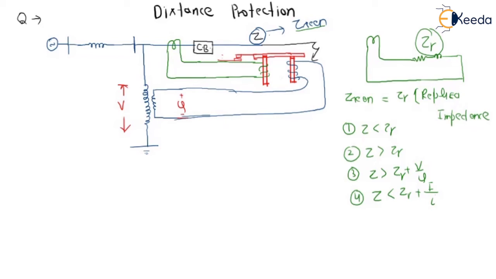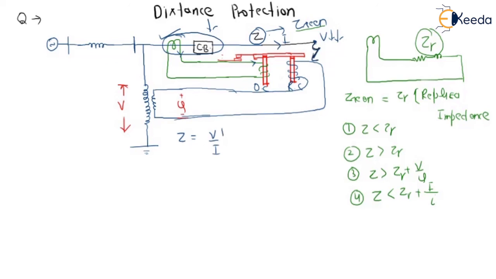So this is the actual circuit representation. The CT secondary is coming to the operating coil, and the secondary of the potential transformer PT is coming to the restraining coil. This is the operating coil and this is the restraining coil. What happens exactly if a fault occurs is that the voltage at the relay point will reduce and the current value is increased. So the relay sees Z equal to V upon I, calculated here.